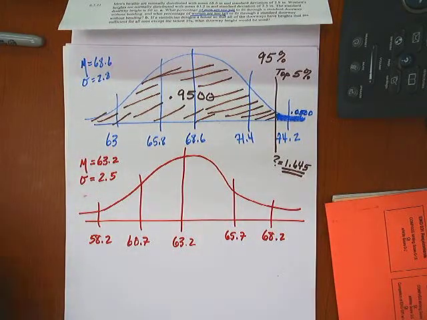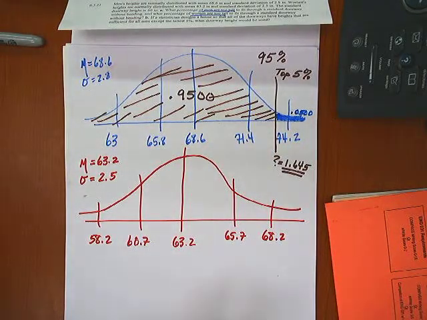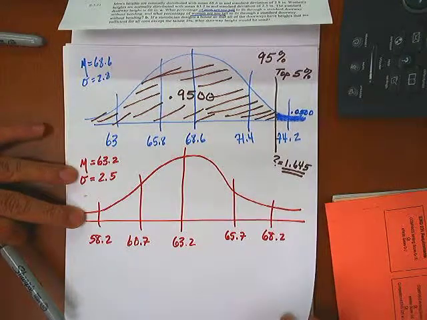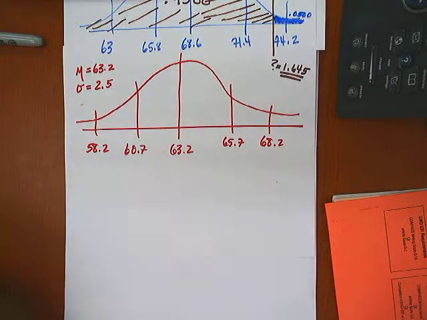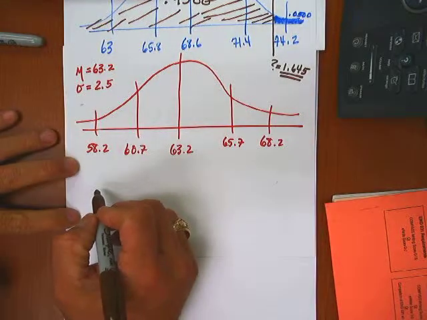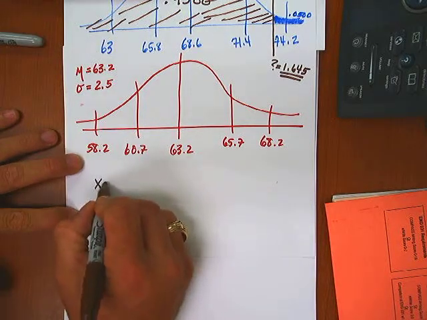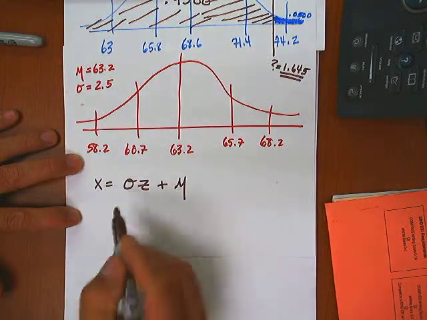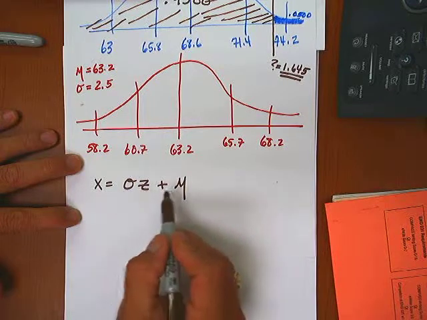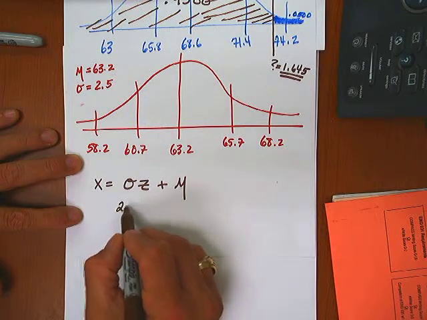1.645. Now that z-score is 1.645, but we don't know what the height of the door is. We just have 1.645. So we have to change 1.645 into a height of a doorway. How do we do that? Well, if you were in my class, you noticed that I kind of derived a formula for finding x, and I got x is equal to σz plus μ, that's the standard deviation times z plus the mean.